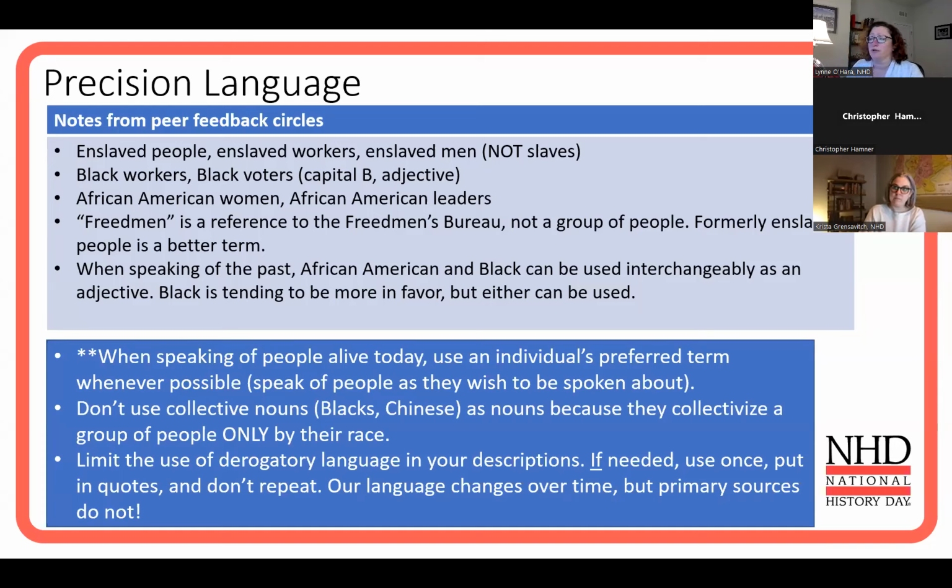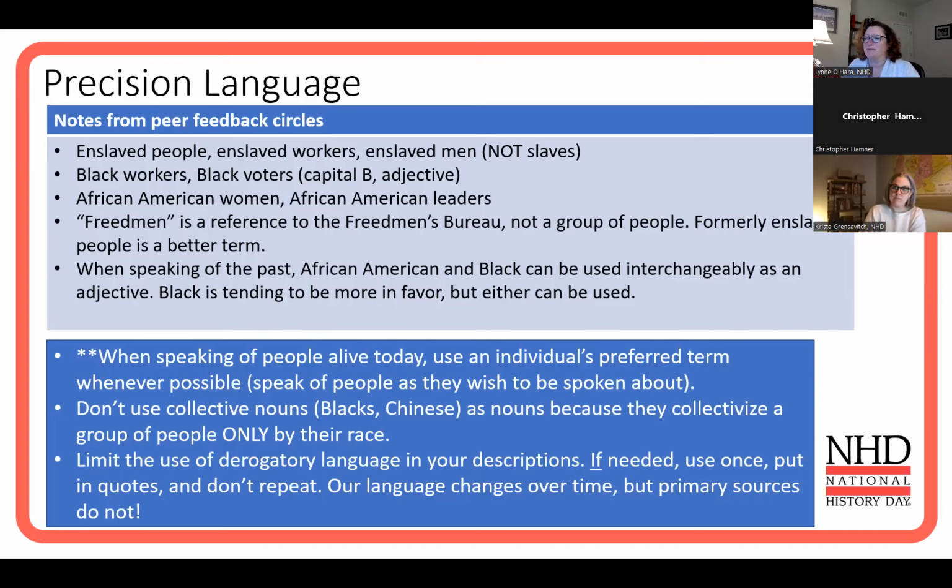And that's really important because when you use the term slave, you're putting all of humanity into a category that was put on people. It's also really important as you're writing, if you use the term Black to describe a person, we want to make sure that we put a capital B, so black t-shirt, lowercase, Black voter, uppercase. We're using it as an adjective to describe people. That's important. Similar with African American women or African American leaders.